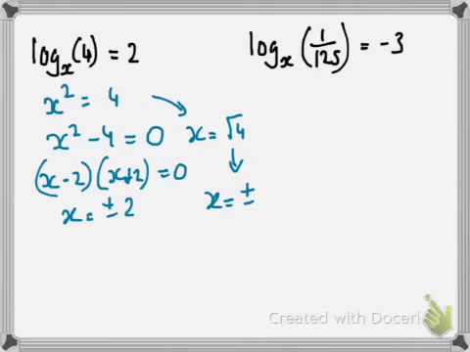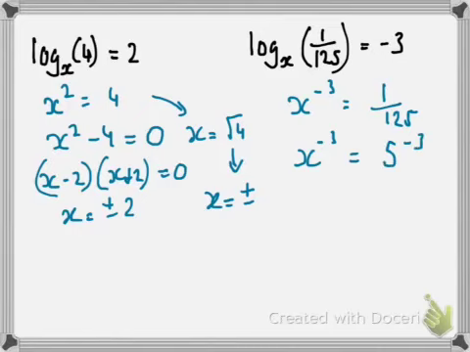Second example, we've got out of index form once again. We've got x to the power of negative 3 equals 1 on 125. Now, of course, 1 on 125 equals 1 over 5 cubed, or 5 to the power of negative 3. Now, once you get to this stage, you can quite clearly see that x to the power of negative 3 equals 5 to the power of negative 3, then x must be equated to 5.